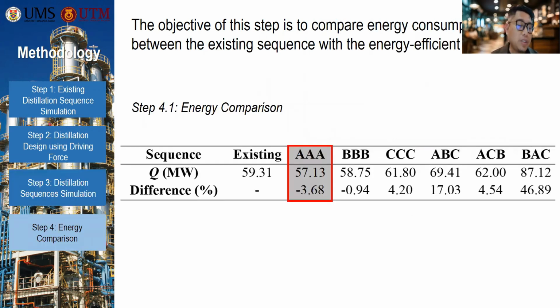The last step is the energy comparison. We have the value of the existing sequence, which is about 59.31 megawatt, and the best sequence, which is design AAA, with about 57.13 megawatt energy requirement, which is about 3.68% energy saving or energy reduction.